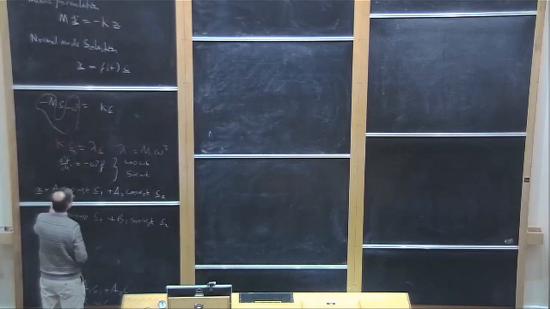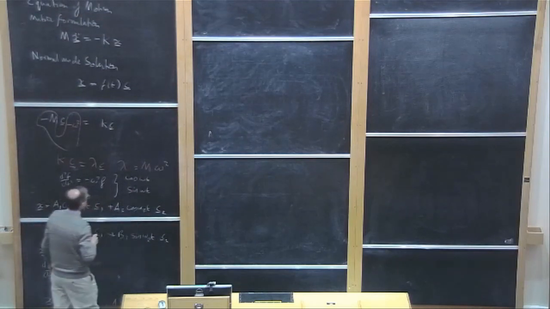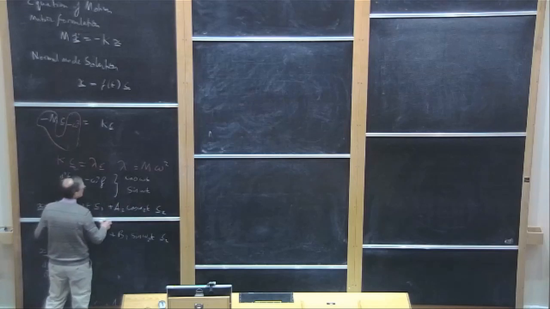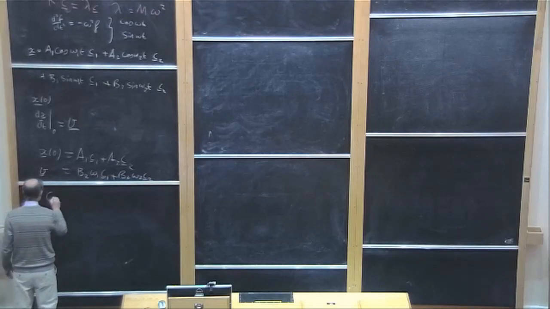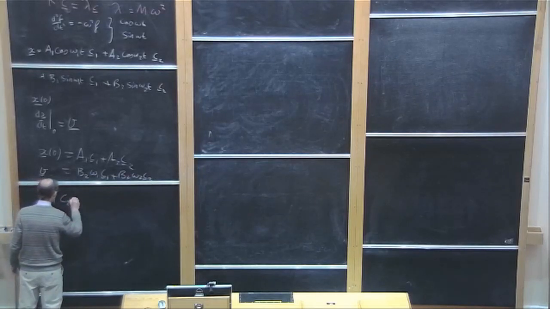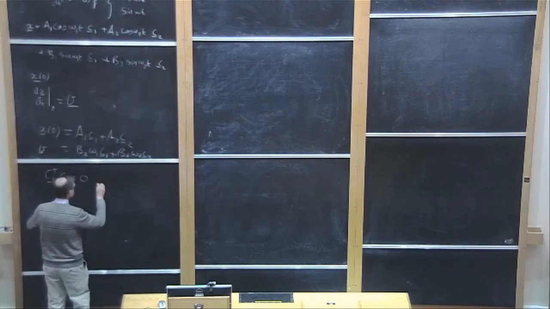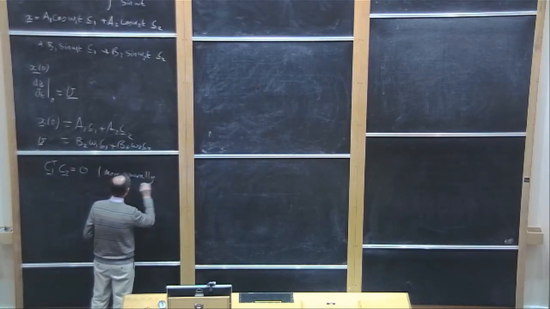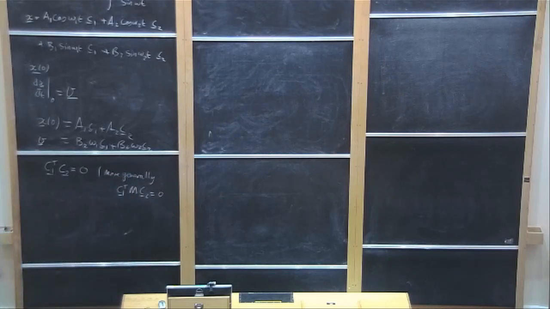Now, I've assumed here that M was a constant, in other words, a diagonal matrix. If M is not a diagonal matrix, then it appears here, and the eigenvalue is omega squared. That's the only change. Let's go with M being a constant for the moment. In that case, c1 transpose c2 is 0. That's the orthogonality property. More generally, c1 transpose M c2 is 0. Orthogonality with respect to the metric supplied by M.